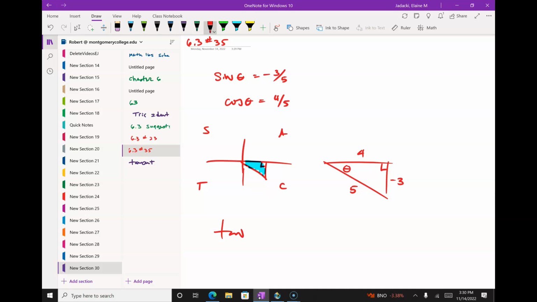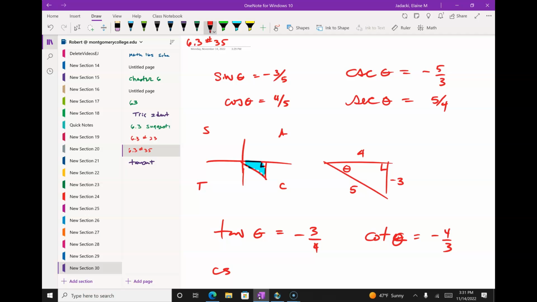So what's my tangent of theta? Nice. And my cosecant, I'll put my cosecant up here because I want to relate sine and cosecant as much as I can, so I get it memorized that they're reciprocal. So that's -5/3. Secant and cosine are reciprocal, so 5/4. And tangent and cotangent, so -4/3. Everybody okay there?